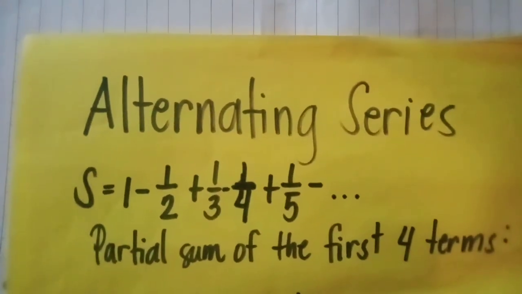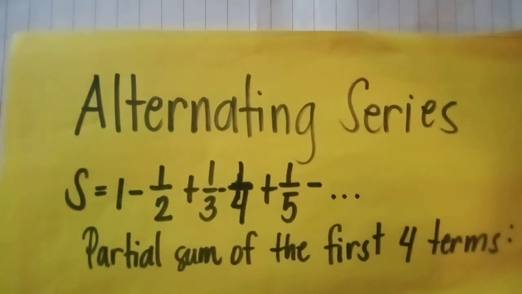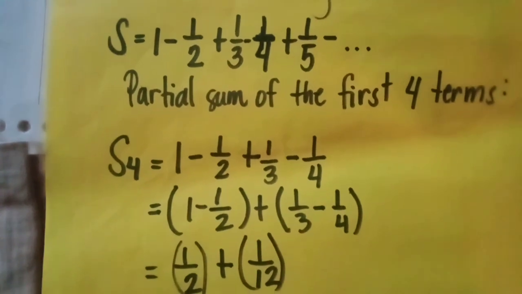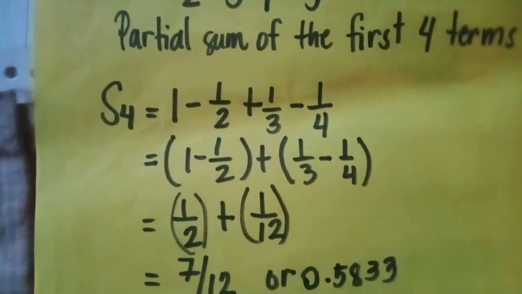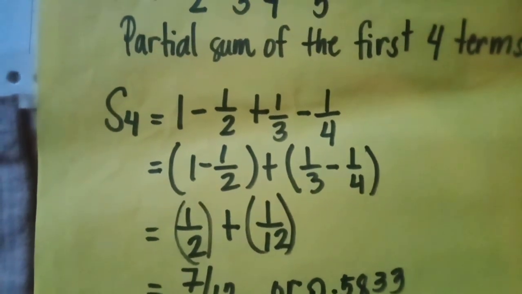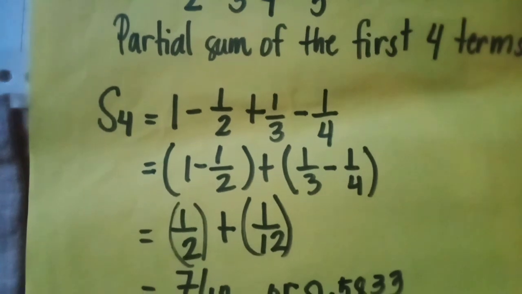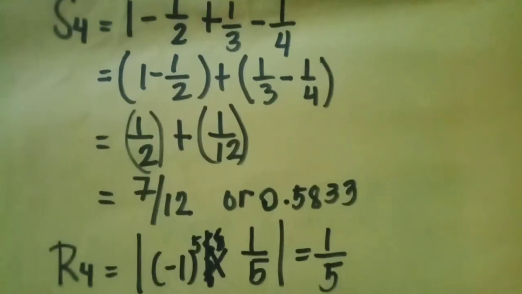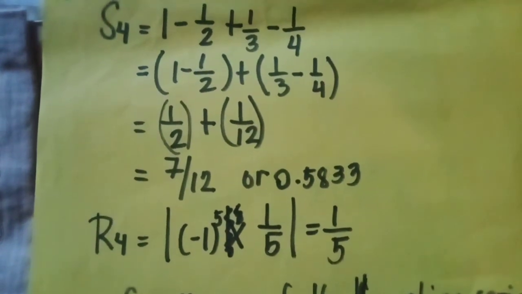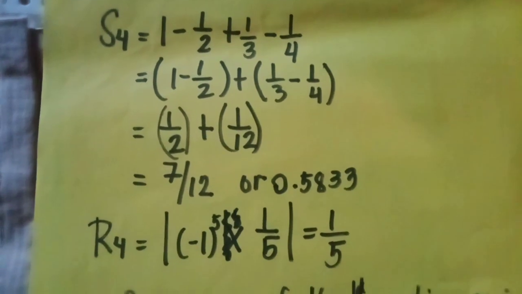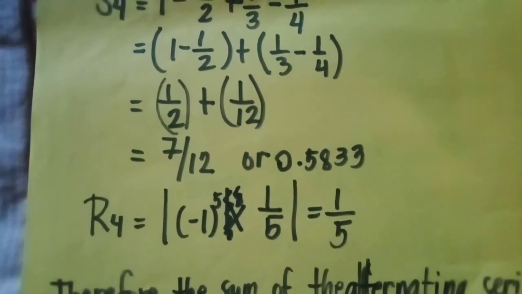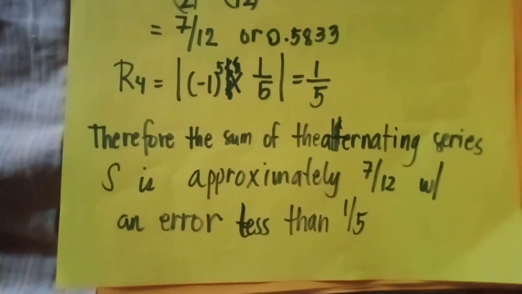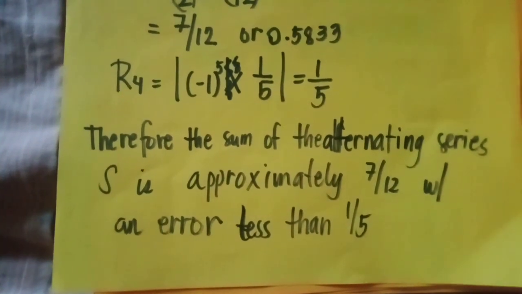S is equal to 1 minus 1 half plus 1 third minus 1 fourth plus 1 fifth and so forth. So the partial sum of the first 4 terms, S4, is 1 minus 1 half plus 1 third minus 1 fourth. So let's separate the 4. 1 minus 1 half is equal to 1 half, plus 1 third minus 1 fourth, which is 1 over 12. So 1 half plus 1 over 12 is equal to 7 over 12, or 0.5833. So our R4 is negative 1 raised to 5 times 1 fifth, which has magnitude 1 fifth. Therefore, the sum of the alternating series S is approximately 7 over 12 with an error less than 1 fifth.